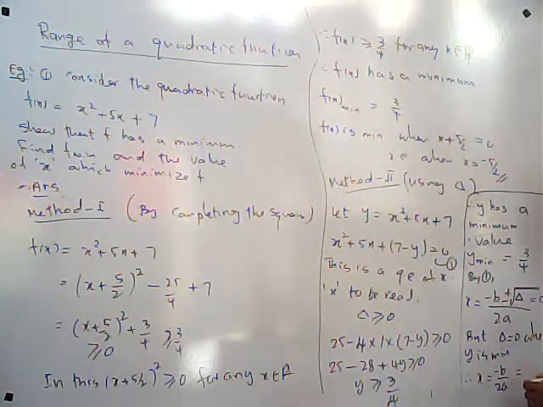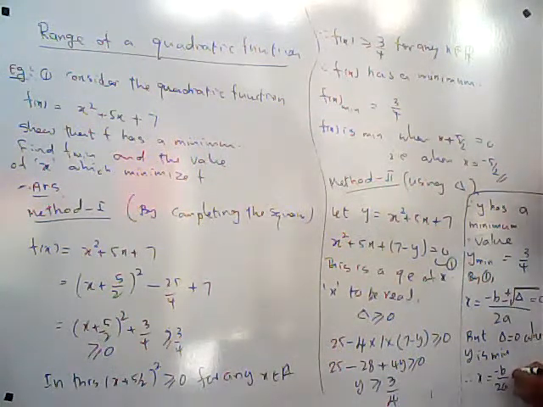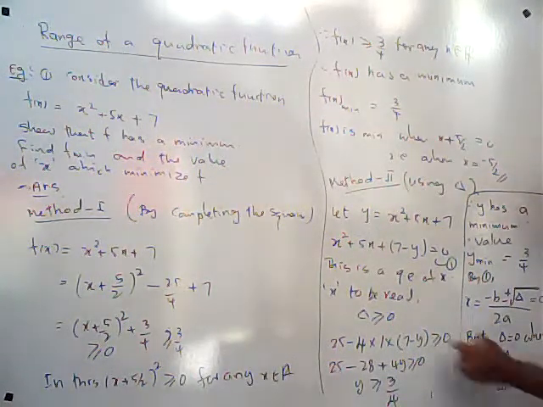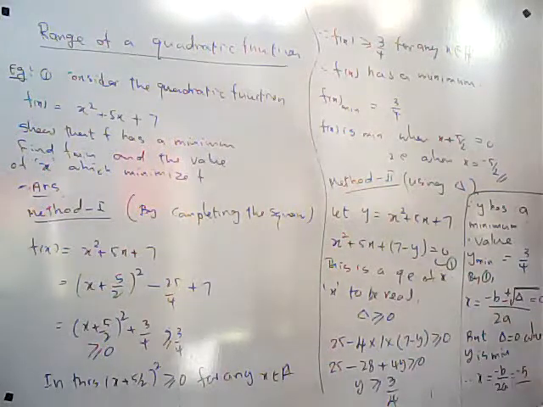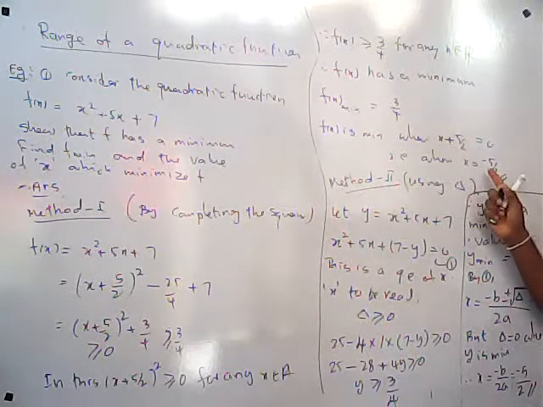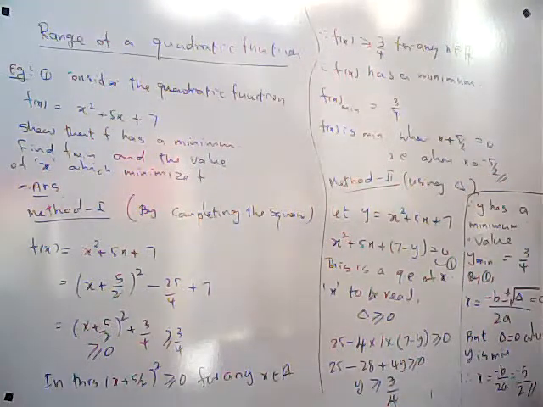Minus b over 2a, minus 5 over 2a. That will be just 2. y is minimum when x is minus 5 over 2. You get the same.